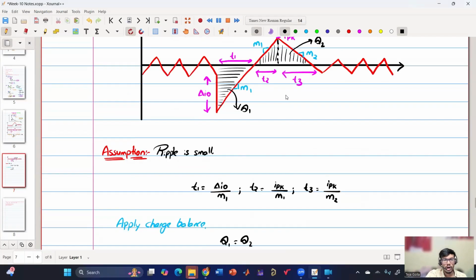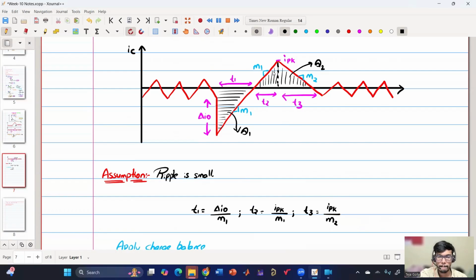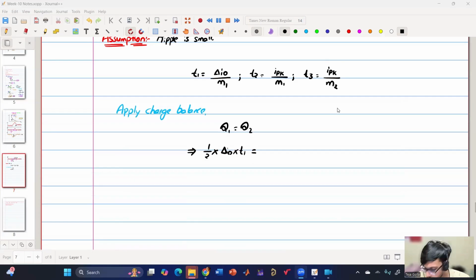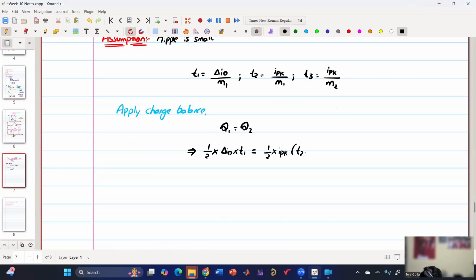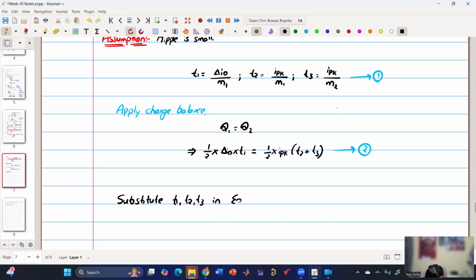Now, what about Q2? It is 1 by 2 into I peak into T2 plus 1 by 2 into I peak into T3. Yes, very good. So I can write half base into I; if I combine the base, it will be I peak into T2 plus T3. Now say this is equation 1 and equation 2. We'll substitute T1, T2, T3 in equation 2.